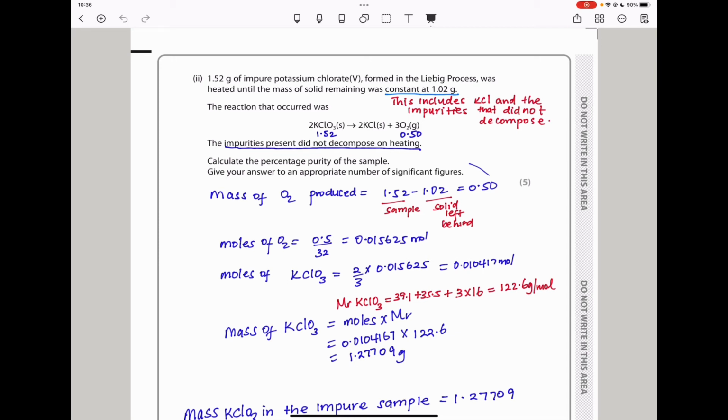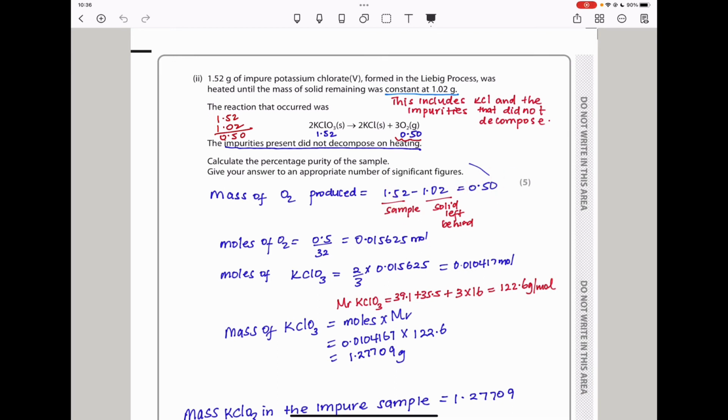So the key thing is we have that, which is 1.52. And we see, they say the mass remaining was 1.02. So we can see the oxygen that left was that. So that is the mass of oxygen. And then they say the impurities present did not decompose on heating. They want you to calculate the percentage purity of the sample and give your answer to an appropriate number of significant figures. So we say the mass of oxygen is going to be 1.52 minus the 1.02, giving us 0.5, which is the sample left is that, and the original sample is that. So that is the mass of oxygen.